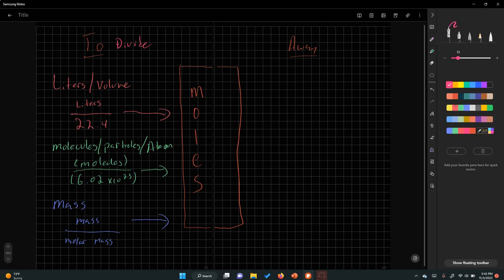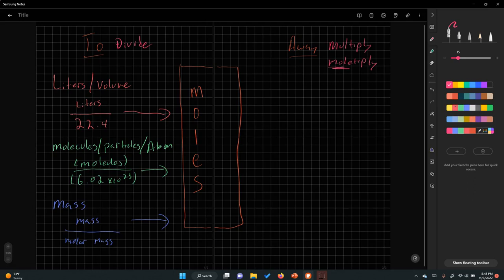Our other conversion is going away from moles. And what that means is that we are starting with moles. Like in the problem, it says we have 7 moles of a substance, or 8 moles of a substance, or 9 moles of a substance. But anytime we start with moles, we want to multiply. Because when you start with moles, we always multiply.